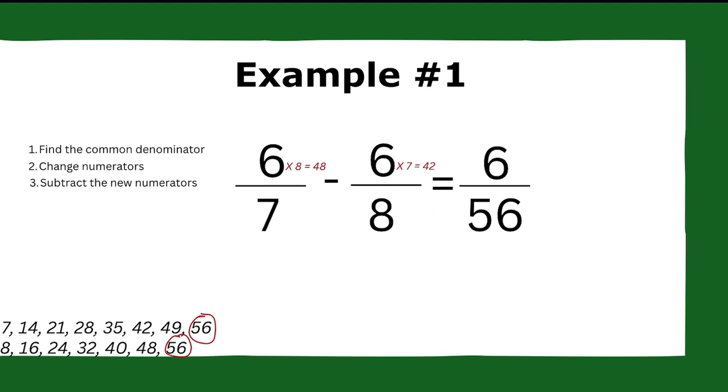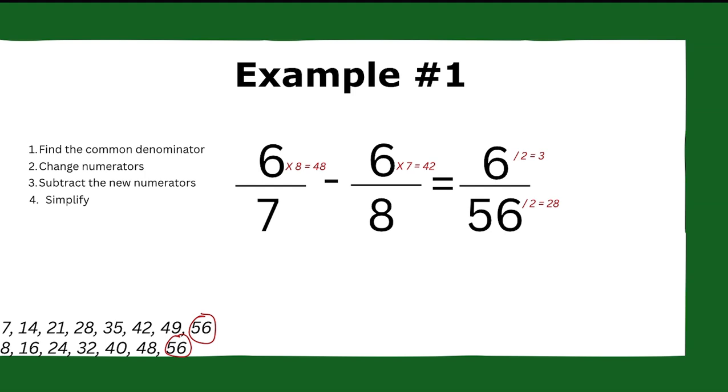So now I have 6 over 56. Then your fourth step would be to simplify, and to do this, I like to use the greatest common factor. The greatest common factor that these two share is 2. So I do 6 divided by 2 and 56 divided by 2. And once again, what you do to the bottom, you do to the top. So 6 divided by 2 equals 3, and 56 divided by 2 equals 28.